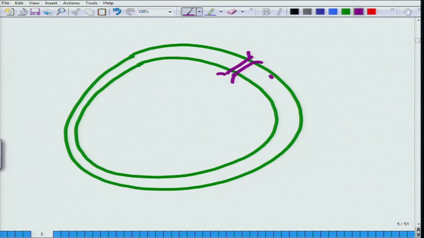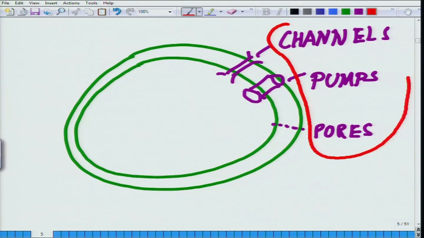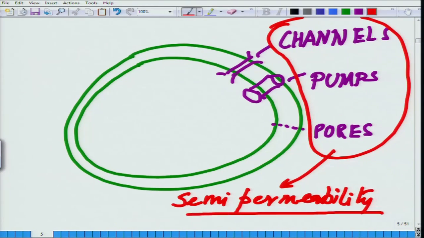There are pumps which regulate, so pumps, channels, and you have small pores. These three features, and many other features, decide the semi-permeability of the cell. So, this is another common feature among the cellular structure.